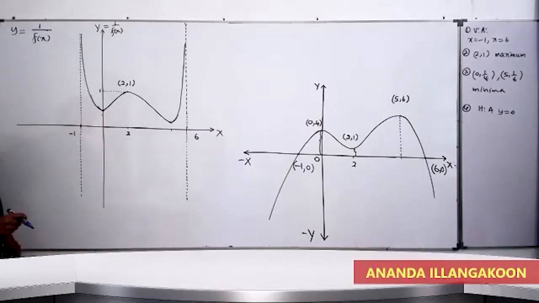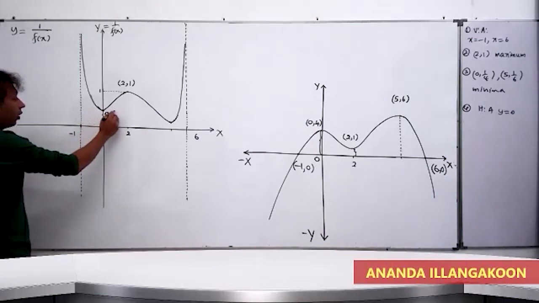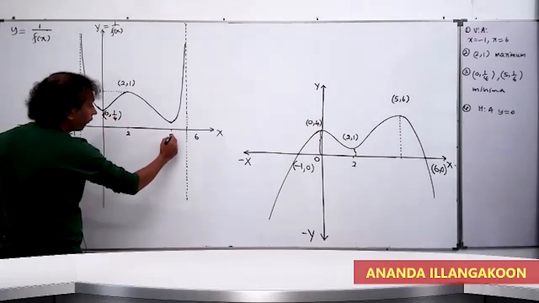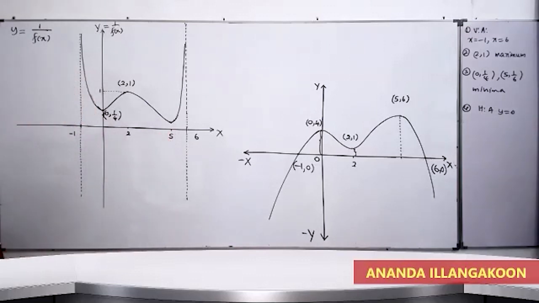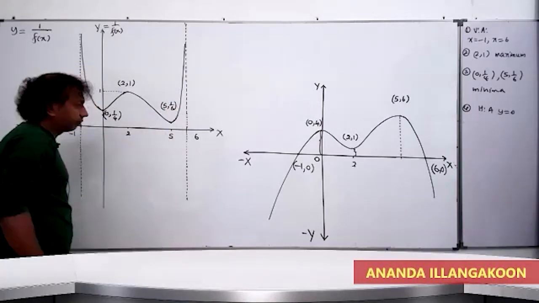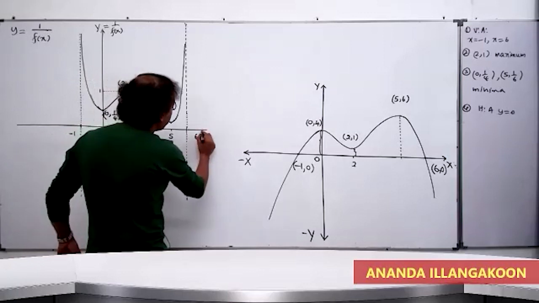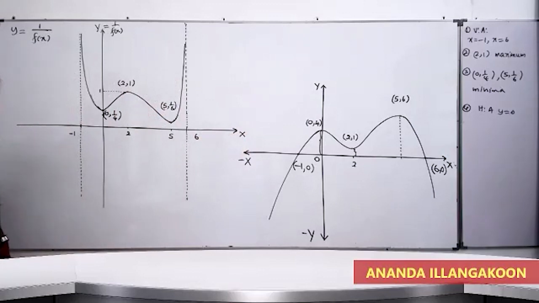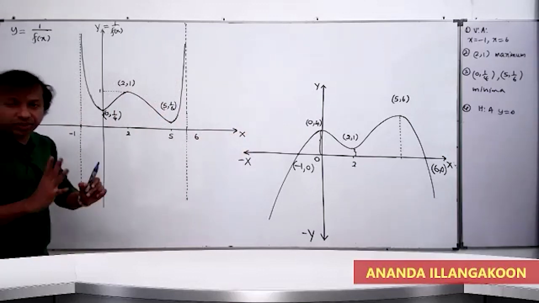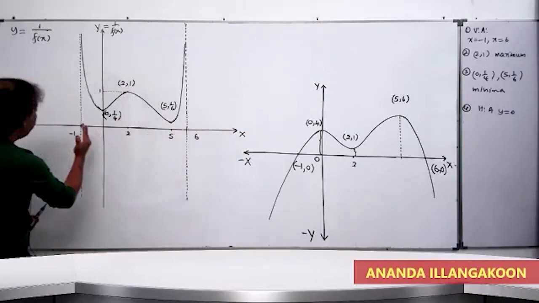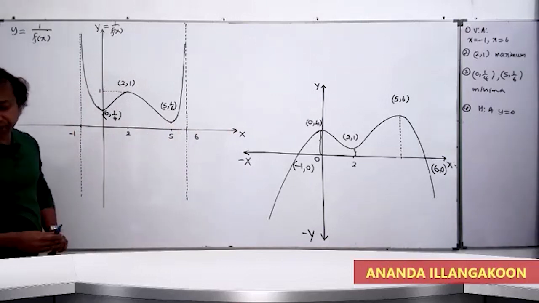This point we know. This point is, people, 0, 1 upon 4. This point is 5, 1 by 6. Right. Now, next thing, people. The horizontal asymptote parts. That means the rest of the two parts of the graph on the right hand side of 6 and left hand side of -1. That too we have to sketch.